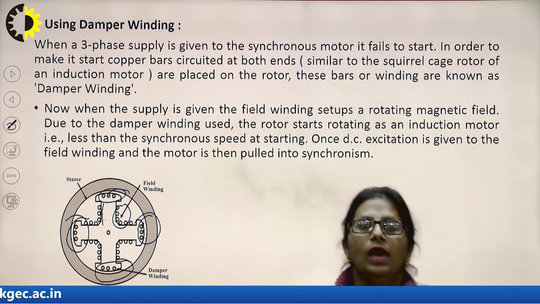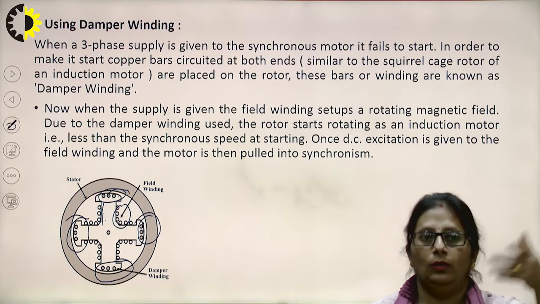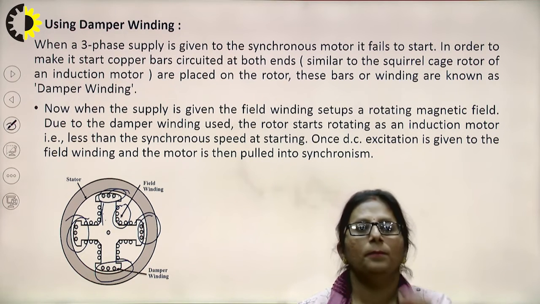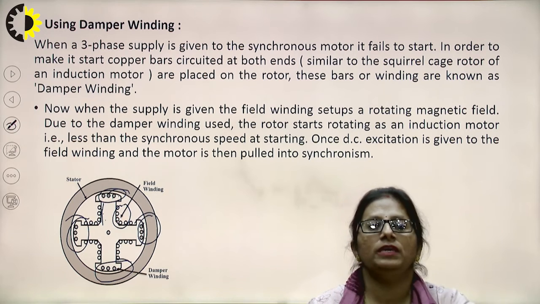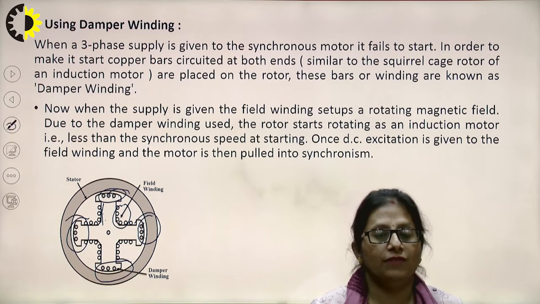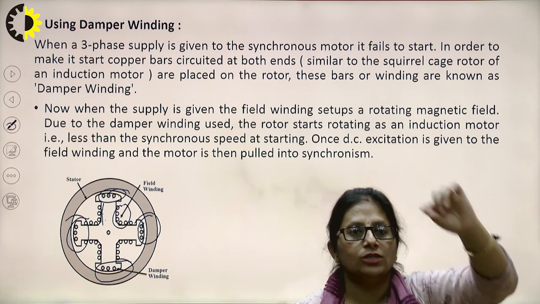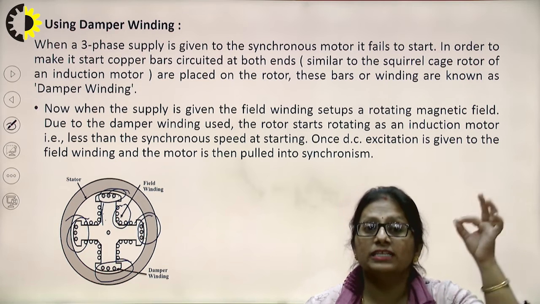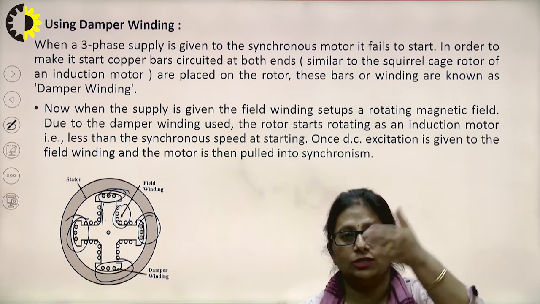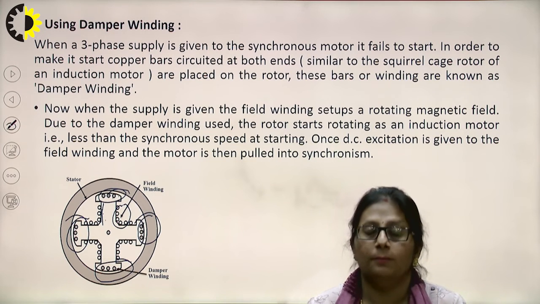Now, what happens? When the three-phase AC supply is given to the stator, a rotating magnetic field is set up. Because the damper winding is used, the construction is very similar to a three-phase squirrel cage induction motor. So I have a rotating magnetic field and a short-circuited rotor. The rotor conductors will experience flux cut, and because of the flux cut, there will be an induced EMF. Since they are short-circuited, there will be current. A current carrying conductor placed in a magnetic field will experience torque.